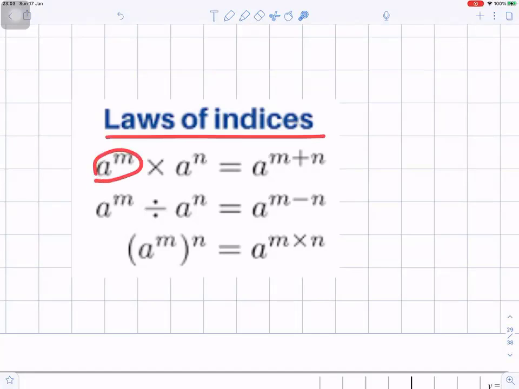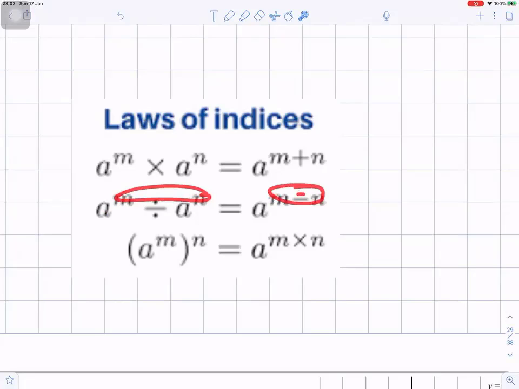A to the power m times a to the power n: you add the powers, m plus n, because the base is the same, a. So you add the top, m plus n. A to the power m divided by a to the power n: you subtract the powers because the base is the same. A to the power m, to the power n: you multiply the powers.